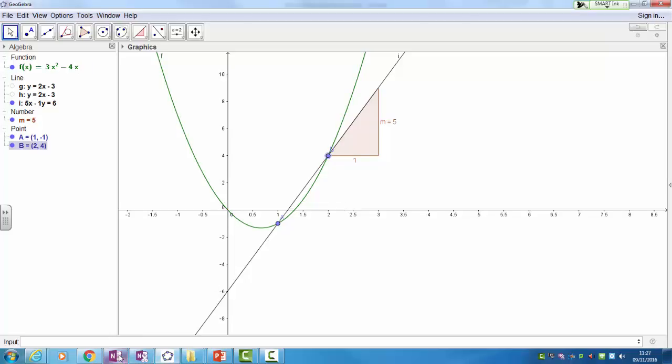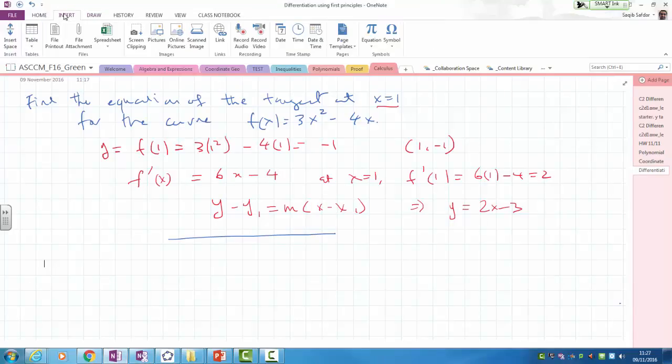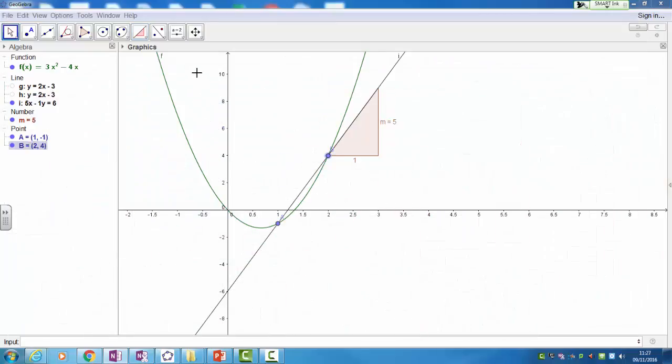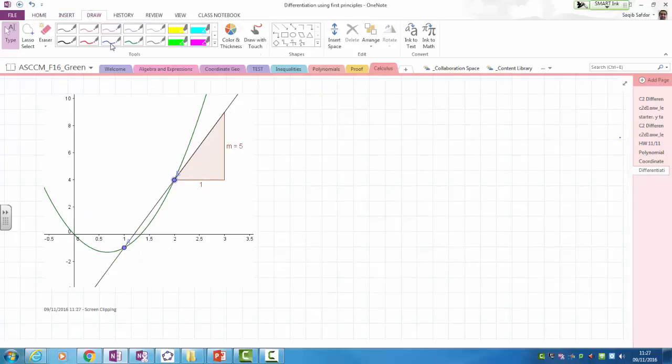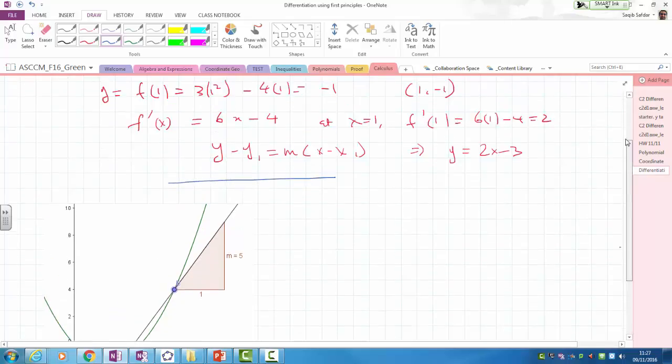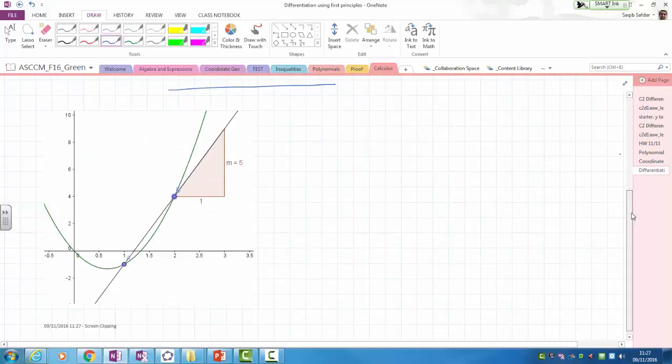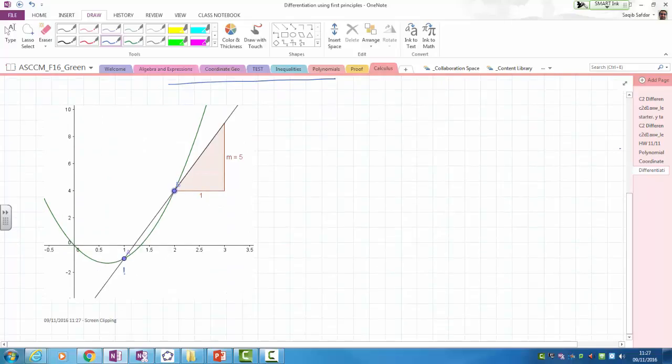Why don't I put this in? I'll stick that in there because that's what we'll be considering. Okay, and we can see the gradient is 5 straight away. Now let's just use some algebra and see if we can come out with something. This coordinate here is when x equals 1, we had y equal minus 1. Is that correct? Yes. That's point A. Point B, when x equals 2, y equals 4. Agree?